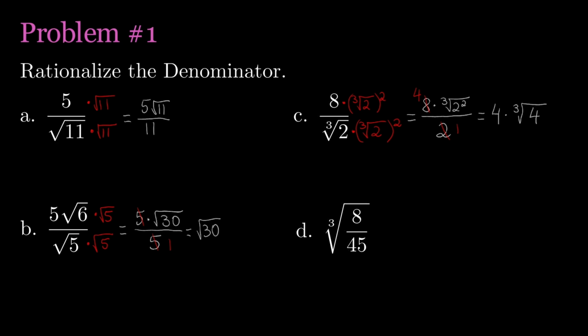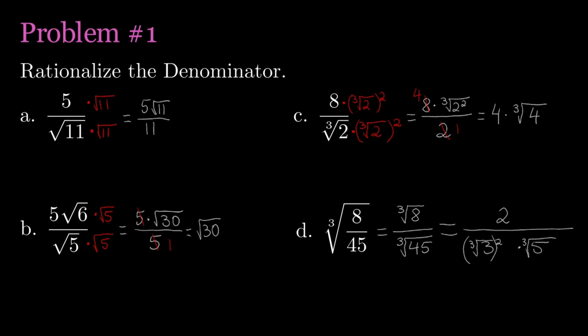Now in part D, we have another cube root of a fraction, so we first rewrite it as the fraction of cube roots. Now we acknowledge that the cube root of 8 is simply 2, and 45 has a perfect square factor of 9, so we want to perceive that 45 as 3 squared and 5. So using the product property of radicals, the cube root of 45 can be rewritten as the cube root of 3 squared multiplied by the cube root of 5.